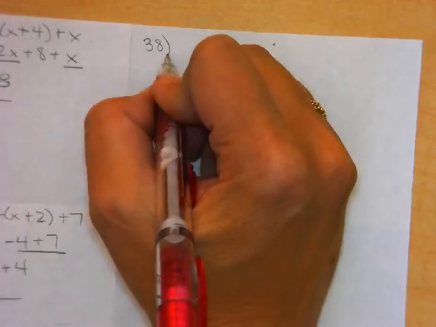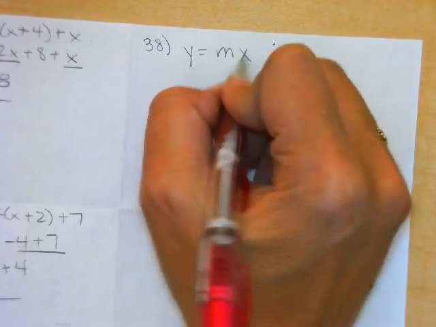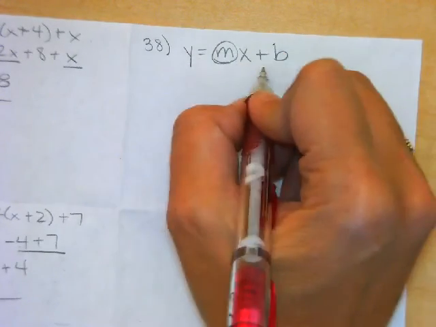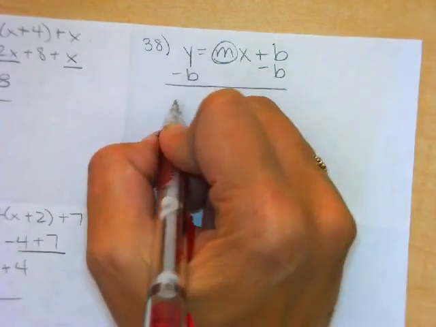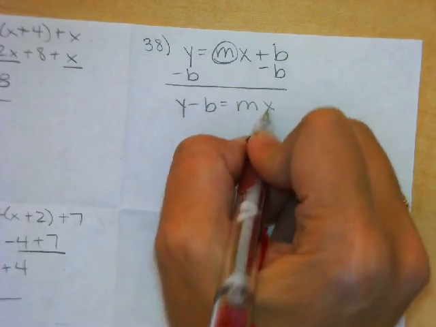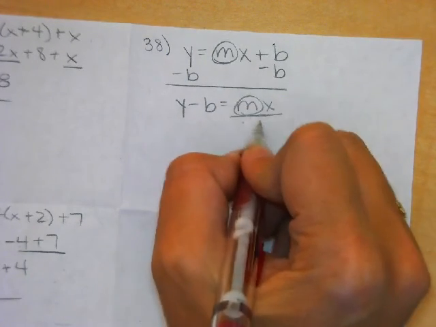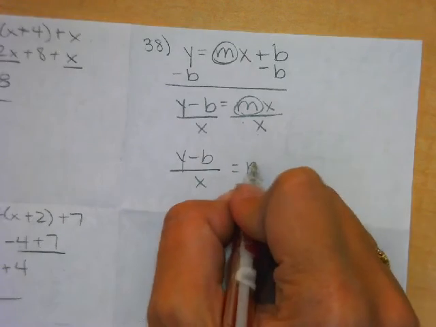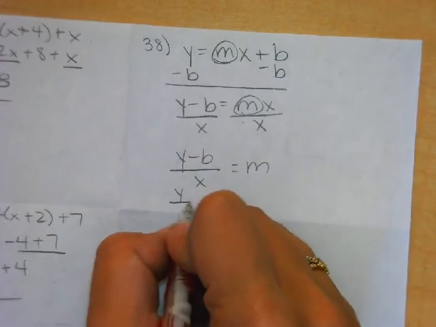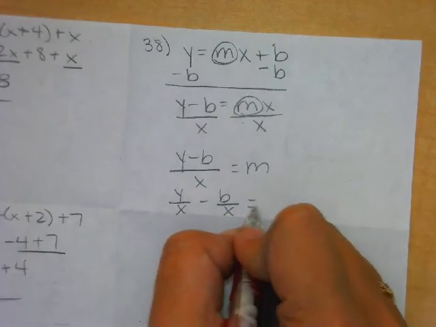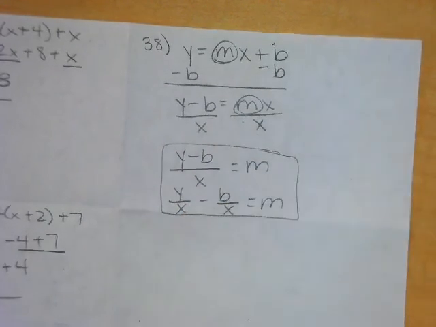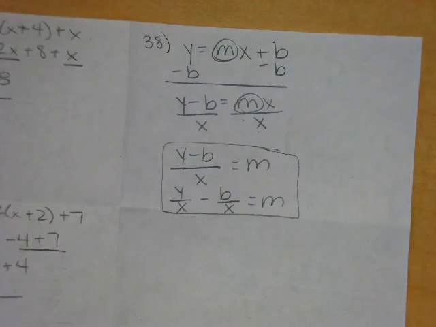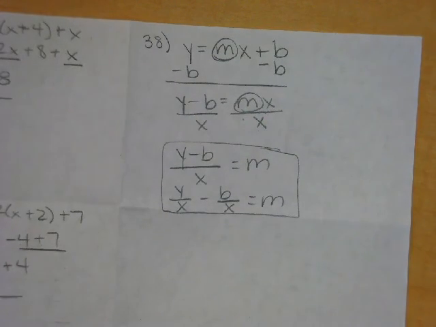Okay? 38, y equals mx plus b. You're going to see this one a lot as we get further into the semester. And we're solving for m. Undo the add subtract. Undo the multiply divide. Y minus b all over x equals m. Now if you wanted to separate that, you could say y over x minus b over x. That would be acceptable as well. You might want to go back and look at your notes on literal equations just to make sure that you're feeling comfortable with it.